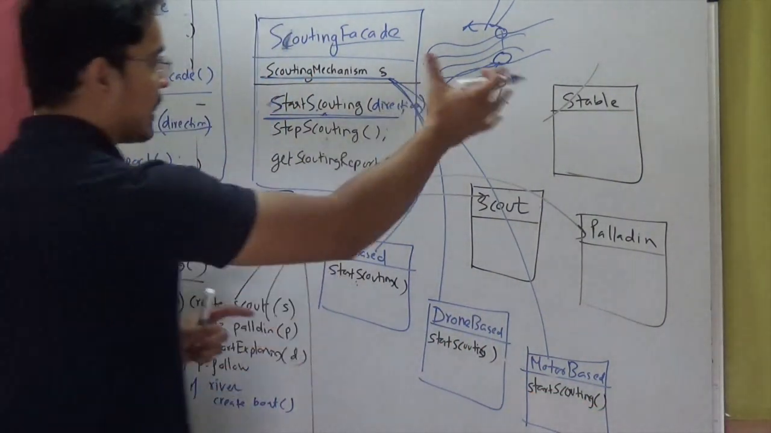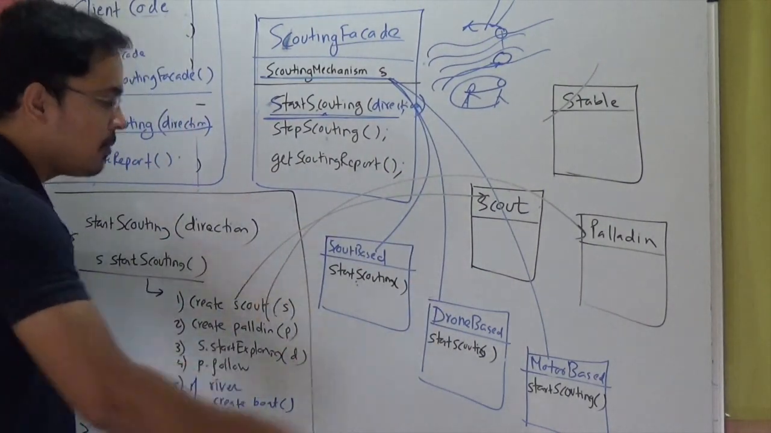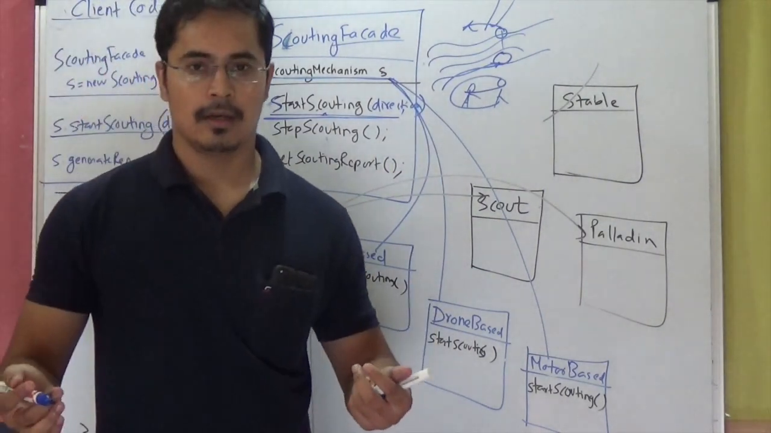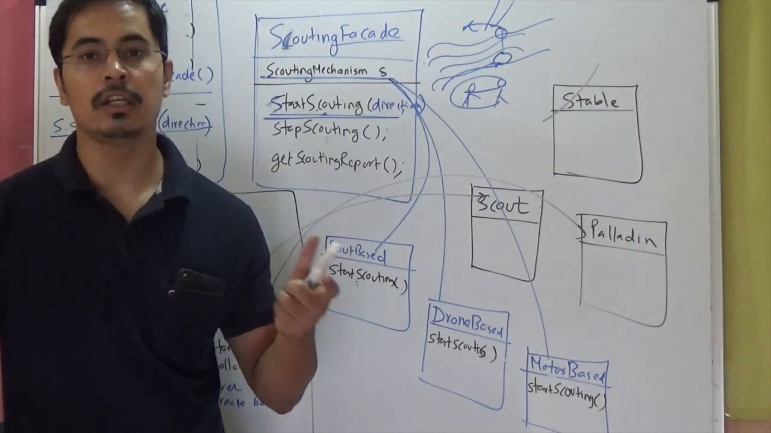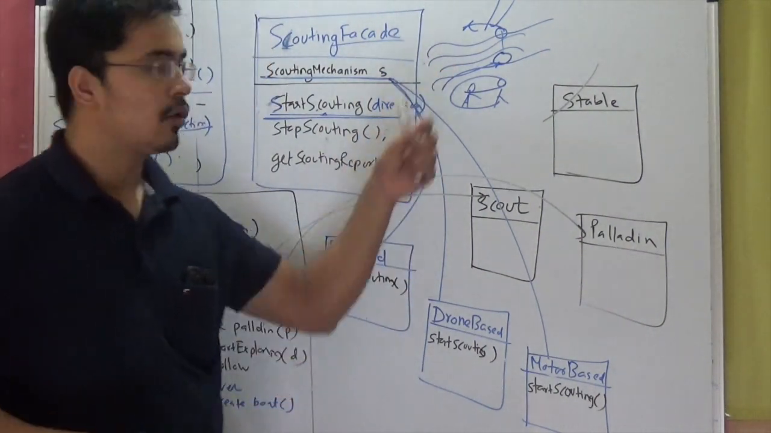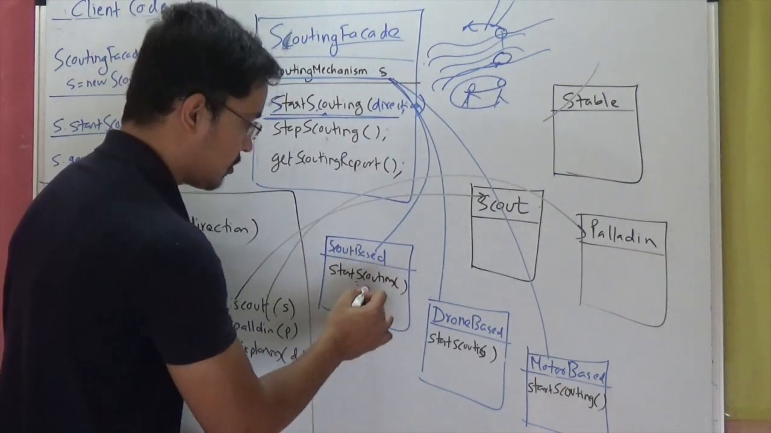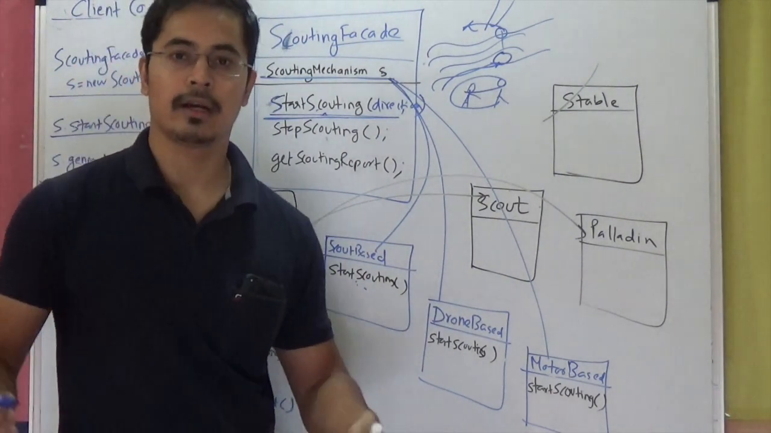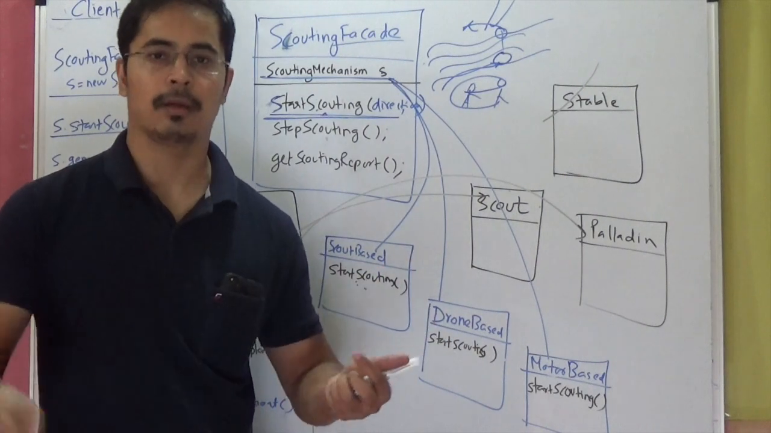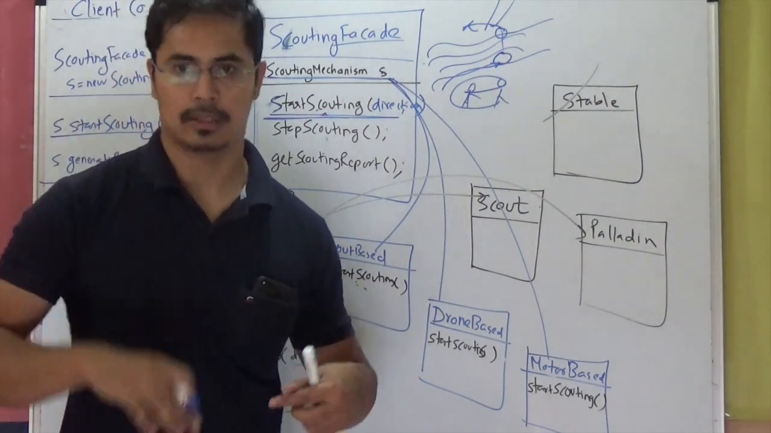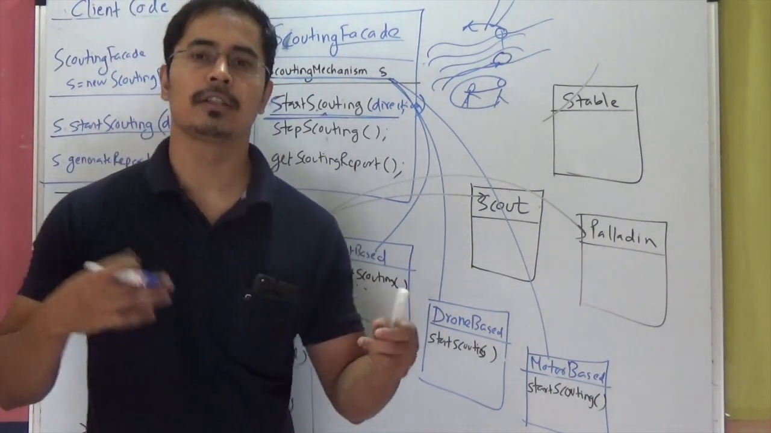So all these details are hidden and we can add so much code. We can take care of all these situations. Let's say scout gets killed, paladin also gets killed. So our scouting code will automatically generate another scout, another paladin and restart the scouting process. But this we are talking about functional terms.